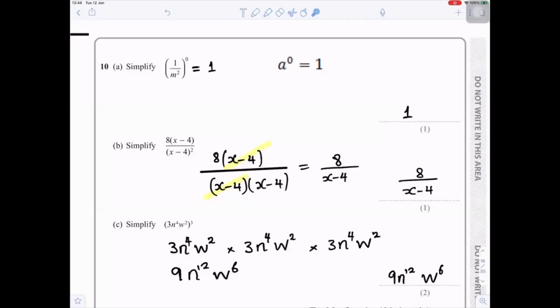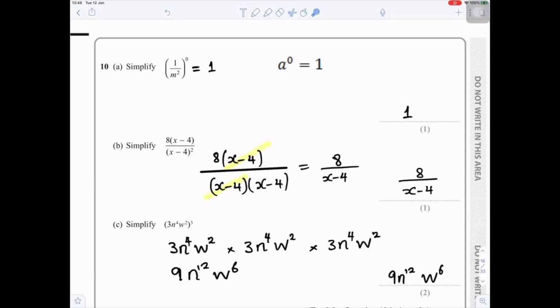Question number 10, simplify (1 over m squared) all to the power 0. Any number raised to the power 0 is 1. That's something you need to remember. And the formula for that is a to the power 0 equals 1. So you just need to learn that. And when you see that in exam, any number or fraction raised to the power 0 is 1. And that's for 1 mark.